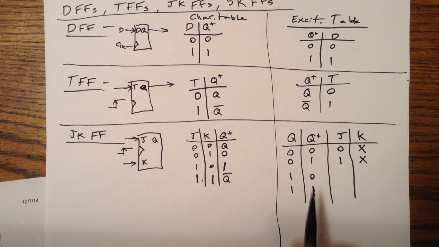So let's look at the case if it's a 1, 0. So let's look at this case right here. So a 1, 0.